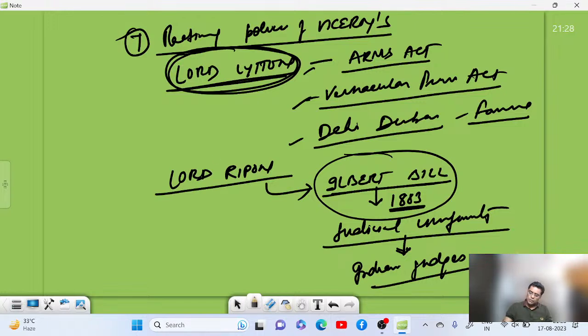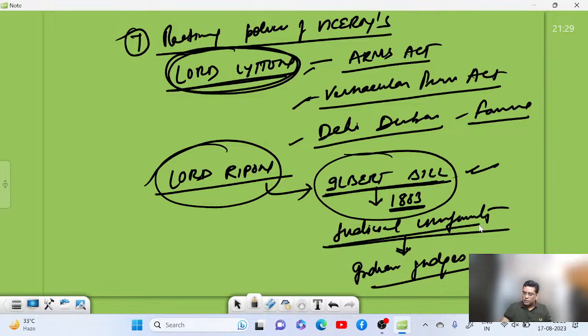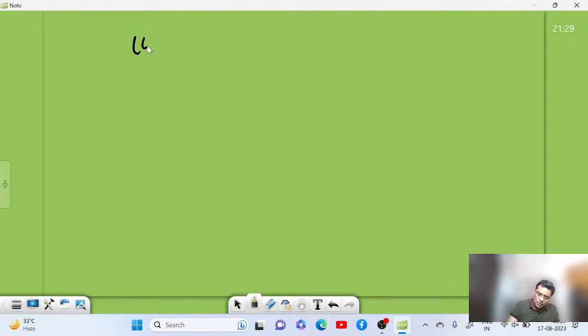Right? So, Lord Ripon, during his time, there was the Ilbert Bill controversy. Judicial uniformity was maintained through this bill. Indian judges can see the criminal case of Europeans. Okay. Then next is Lord Dufferin.